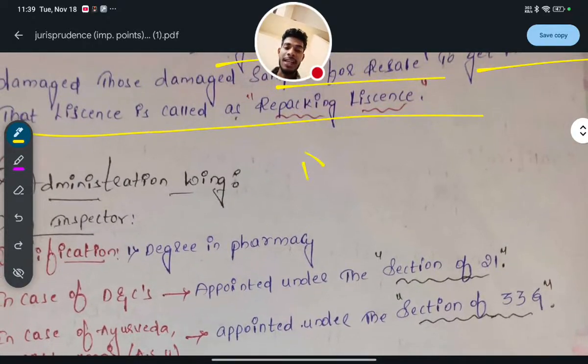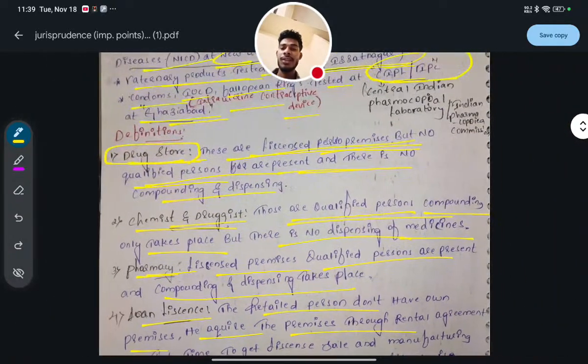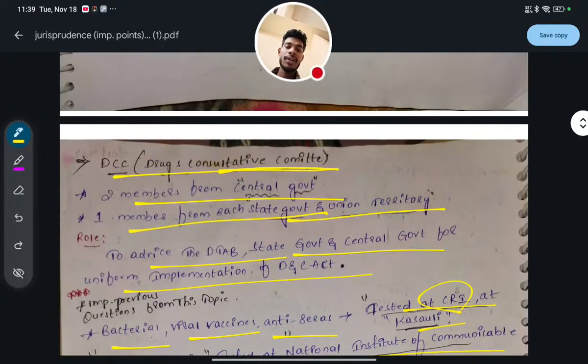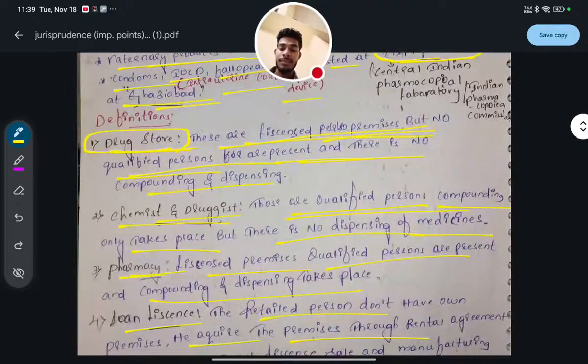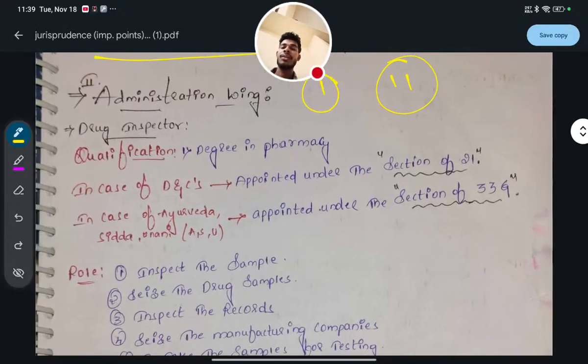Okay. Next, there are three wings. First one is the advisory wing, second one is the drug consultative committee, and third one is the administrative wing. In the administrative wing, the drug inspector and others will come. See, in the administration, the drug inspector.